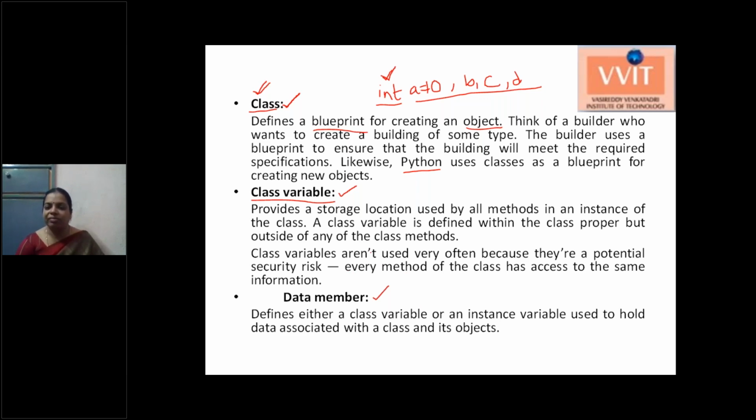Instance variables are created within the methods, but class variables are created within the class. The instance variables are created for the different objects of the class. I will see in detail about these class variables and instance variables.